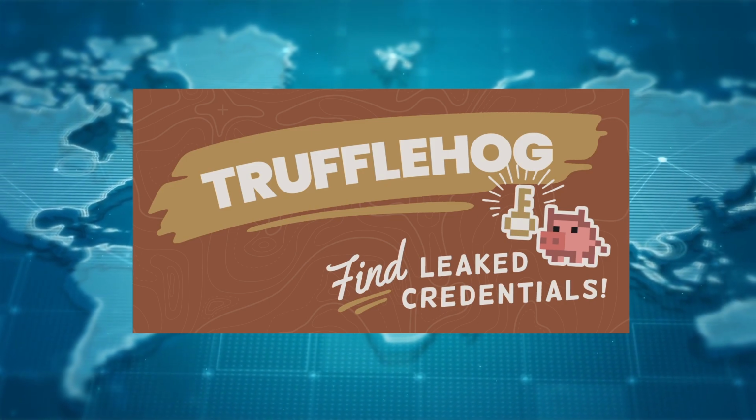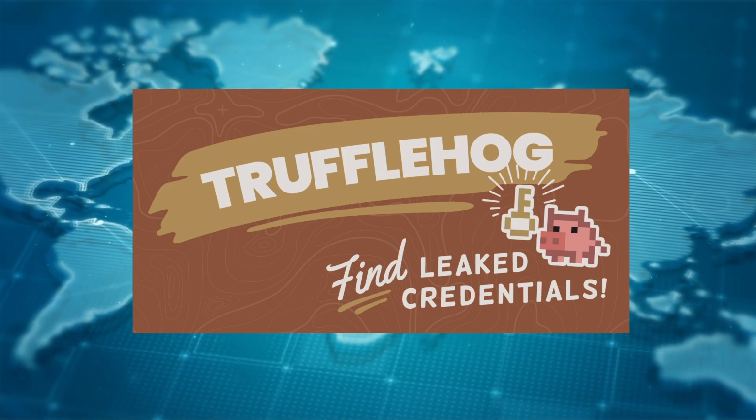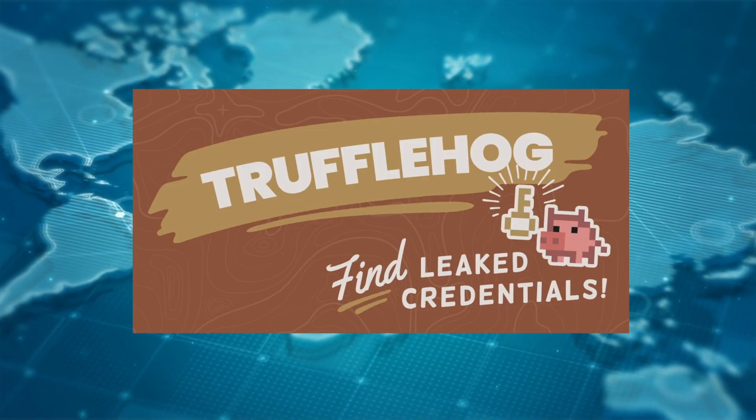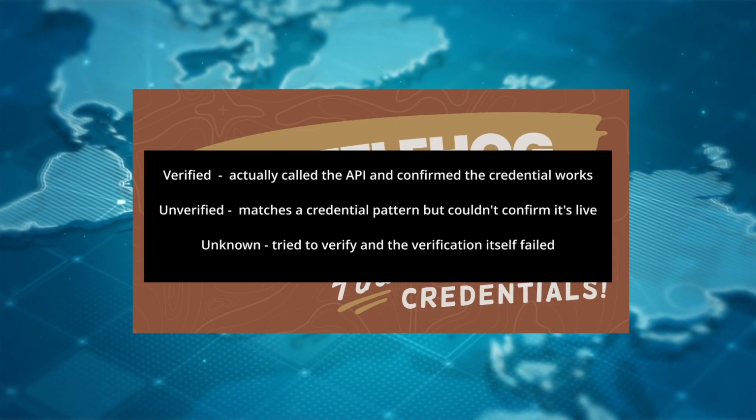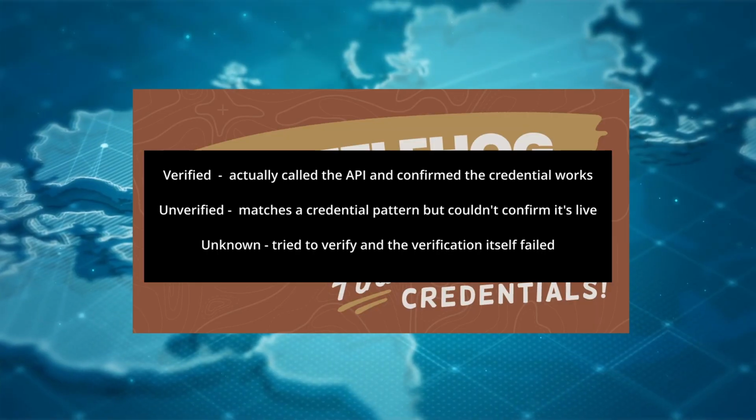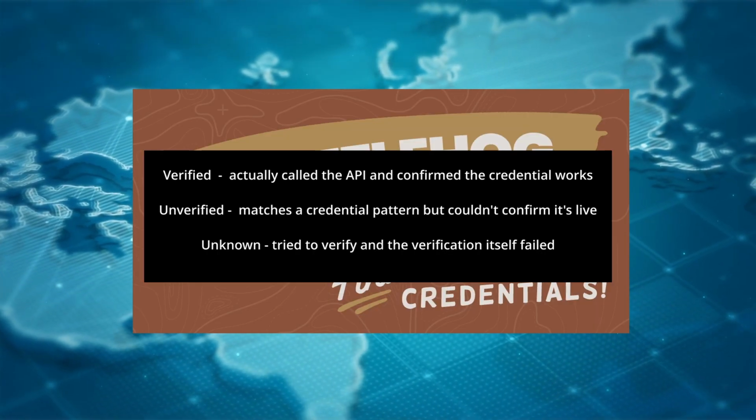Before we start, I want to talk about 3 output states we're going to cover today when looking at Trufflehog output. 1. Verified. This means Trufflehog actually called the API and confirmed that the credential that it found works. This is a live key.